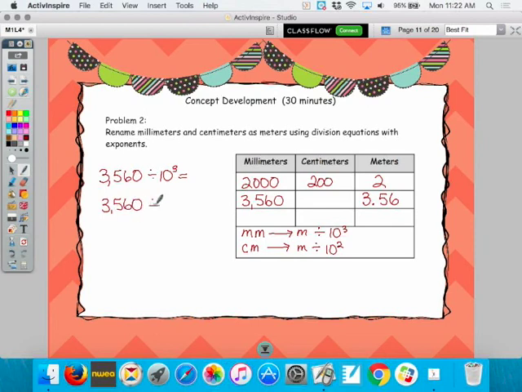3,560 divided by what this time? 10 to the second power. Okay, good. You're still out there. I was worried.